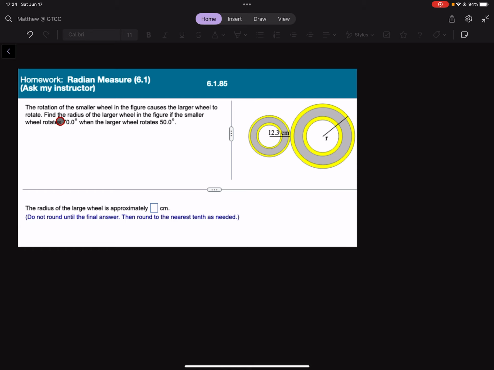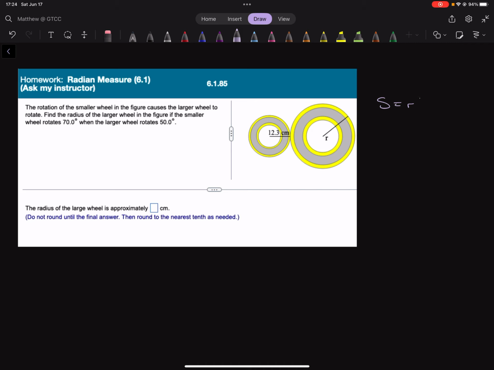All right, so let me get my mouse set up so we can take a look here. Again, we want to find this radius. That's our first hint that we're going to have to rearrange the formula for arc length. That formula is S equals R theta, where theta is in radians and R represents the radius. For the second, larger wheel, we'll have to rearrange this so that R is isolated.